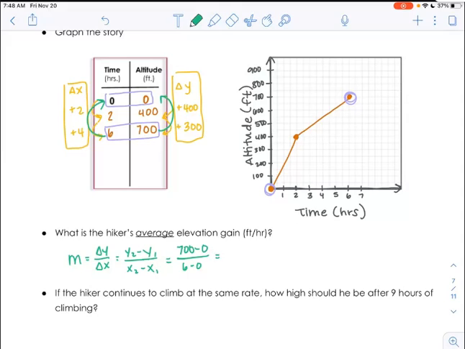Well, 700 minus 0 is just 700. 6 minus 0 is just 6. These should both be divisible at least by the number 2. Giving me 350 over 3.